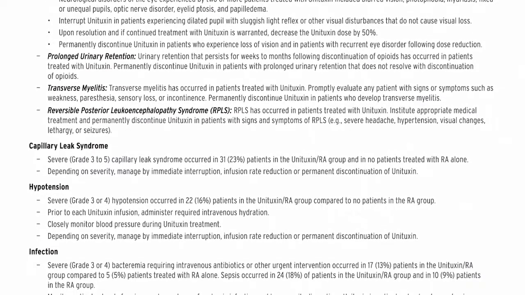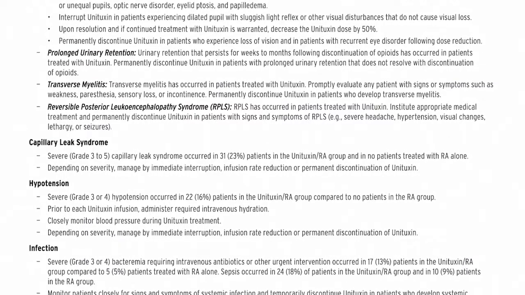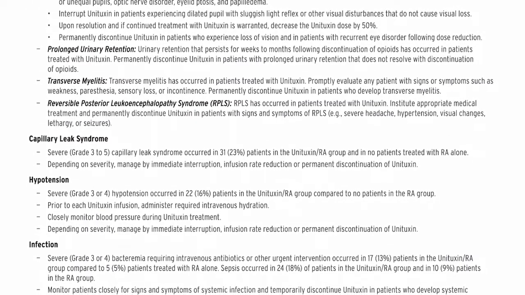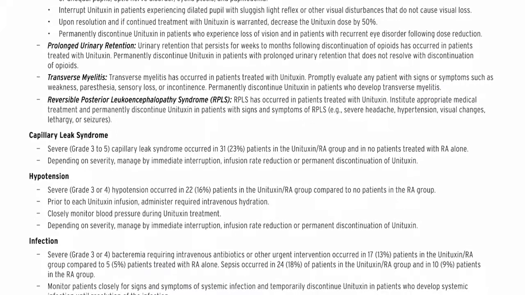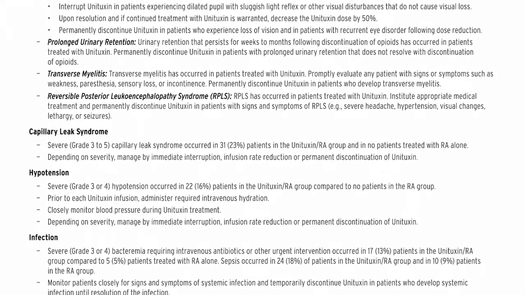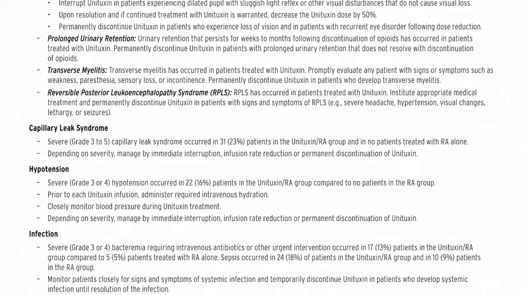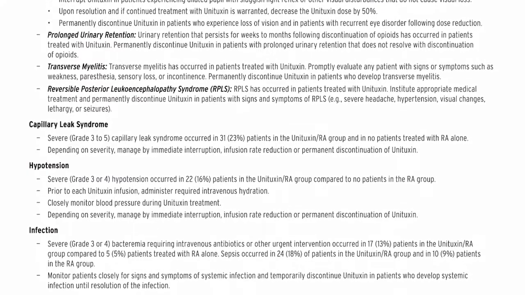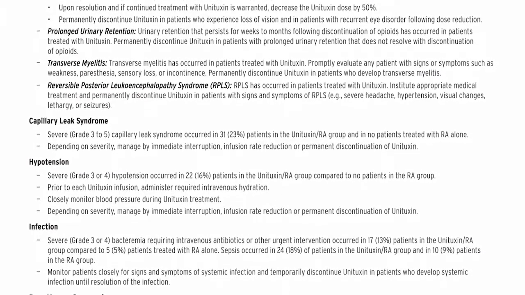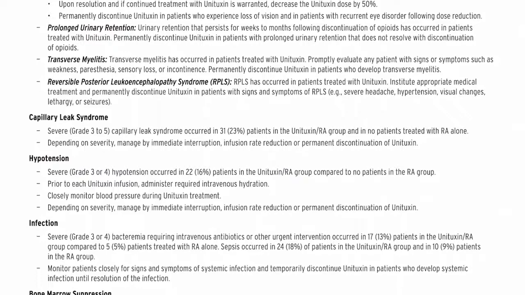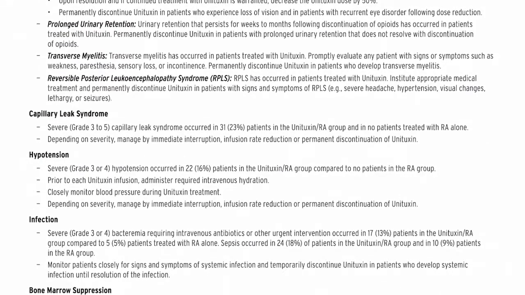Capillary leak syndrome. Severe, grade 3 to 5. Capillary leak syndrome occurred in 31 patients, 23%, in the Unituxin RA group and in no patients treated with RA alone. Depending on severity, manage by immediate interruption, infusion rate reduction, or permanent discontinuation of Unituxin.